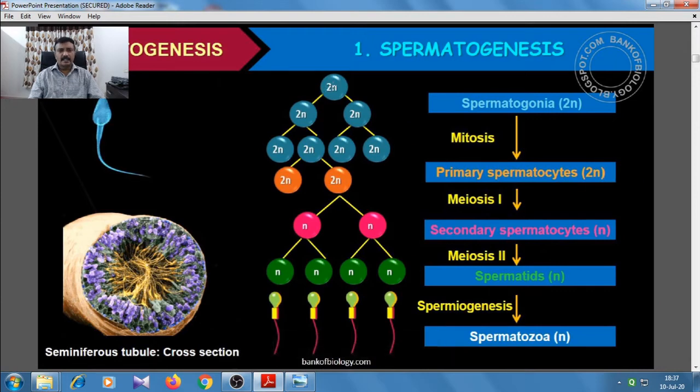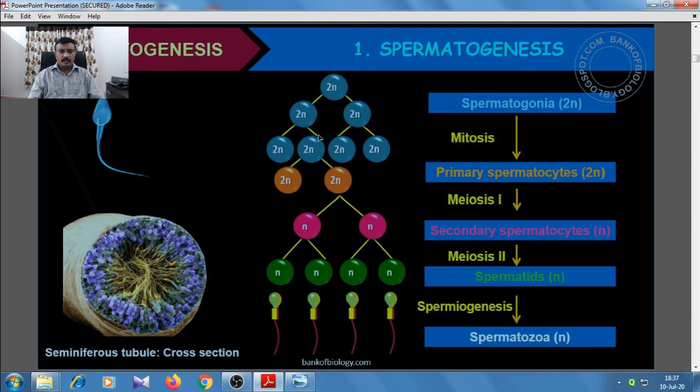പറഞ്ഞ കാര്യങ്ങളൊക്കെ തന്നെയാണ്. കണ്ടോ ഇവിടെ, the primary primordial germ cells undergo repeated mitotic division and a large number of spermatogonial cells are formed. അതിൽ നിന്നും ചിലത് ഗ്രോത്ത് ഫേസിൽ എൻ്റർ ചെയ്യുന്നു, ഇൻക്രീസ് ഇൻ സൈസ്, and it is called the primary spermatocyte. This is the primary spermatocyte.